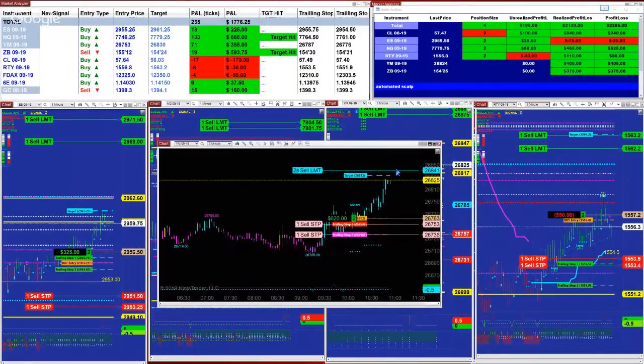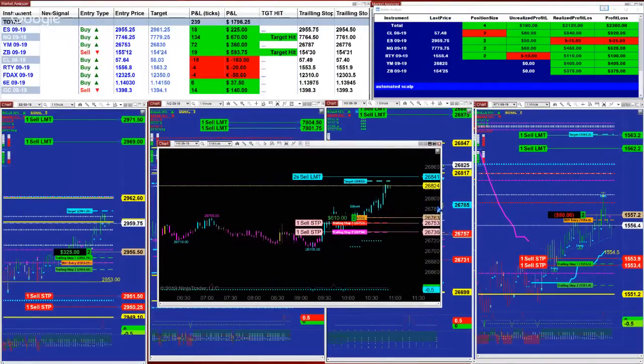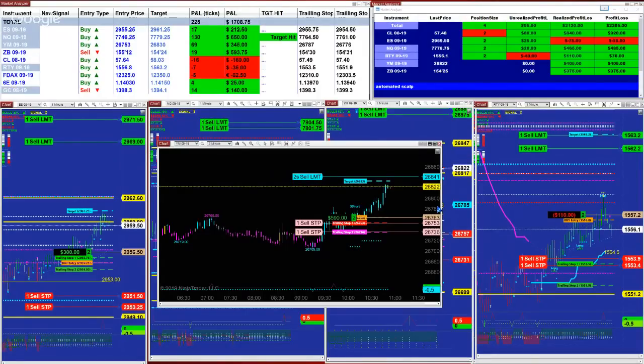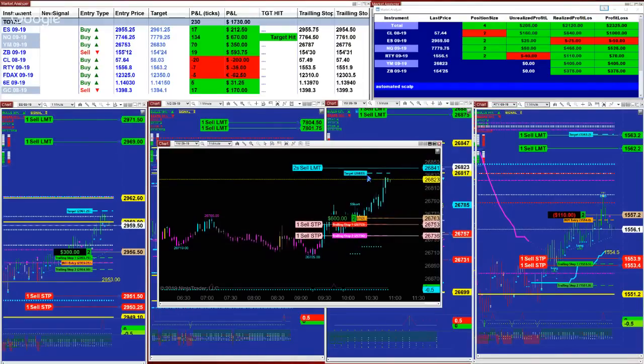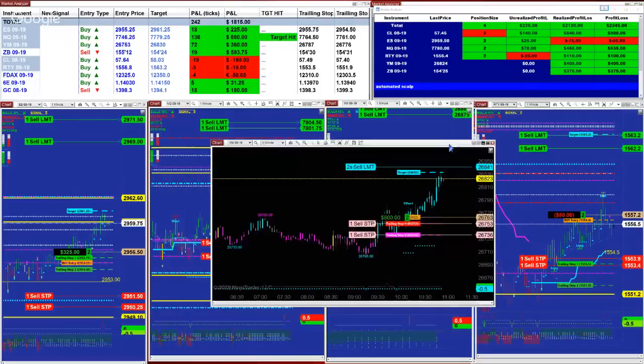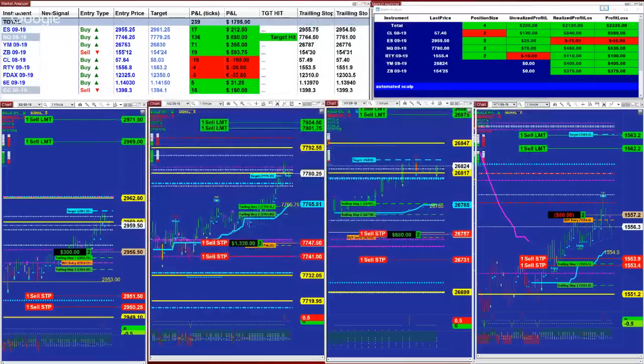Now the 3 minutes is trying to hit the target on the 3 minutes. This is fully automated. Look at where the wick is on the YM and see what your number is. Amazing, right there, to the T. Very nice.